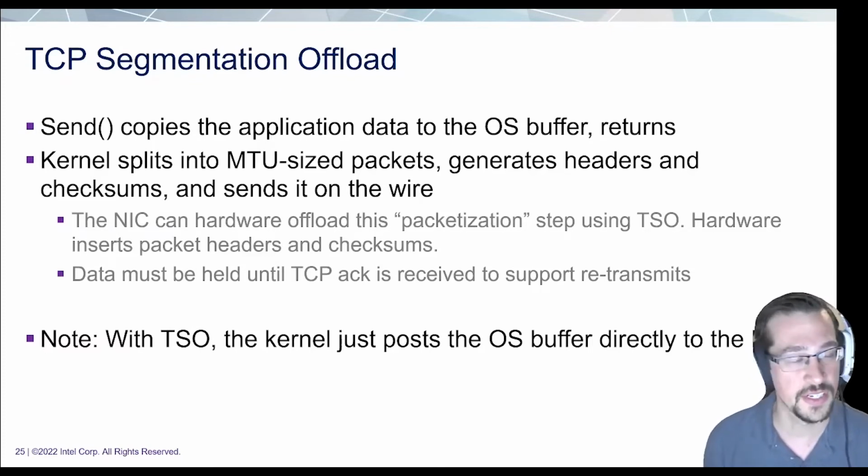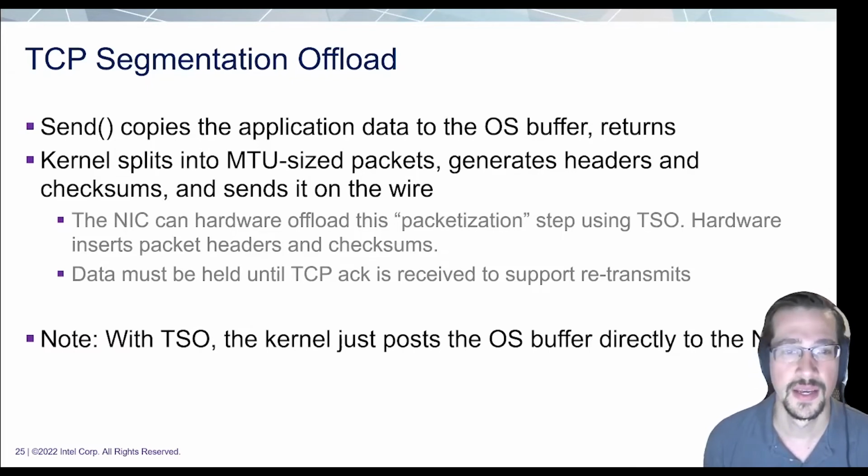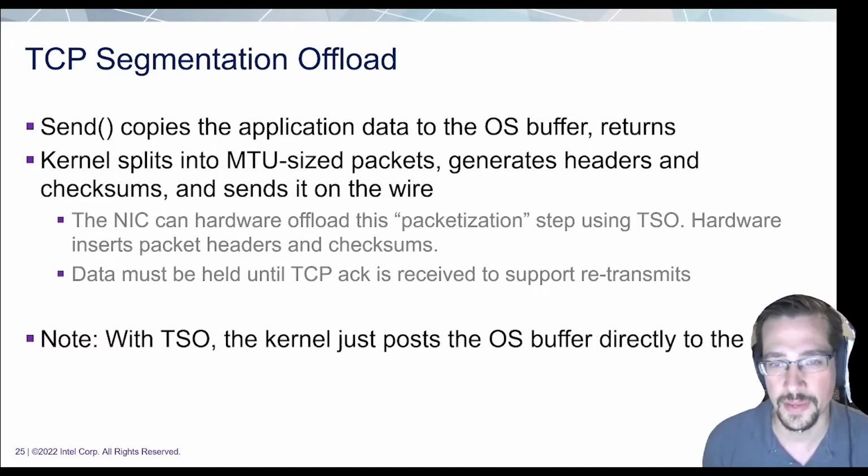It splits it into MTU size packets. It would generate TCP, IP, Ethernet headers, checksums, and then it would post those packets to the TX queue, the transmit queue of the NIC, which would DMA them and send them on the wire.